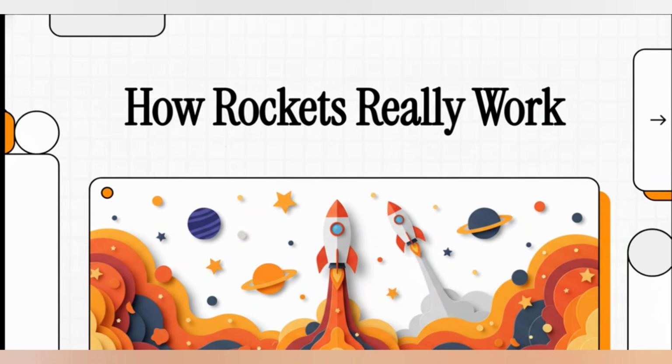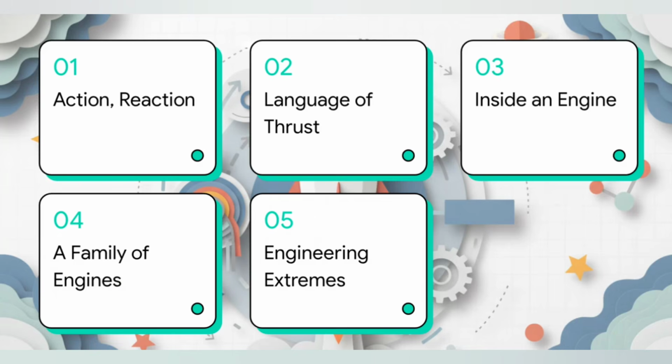Today, we are firing up the engines and breaking down one of humanity's greatest achievements, rocket propulsion. We're going to go from the simple physics that gets a rocket off the ground all the way to the incredibly complex machinery that makes it all happen. So here's our flight plan.